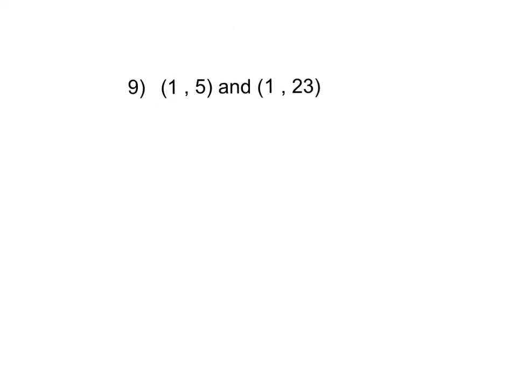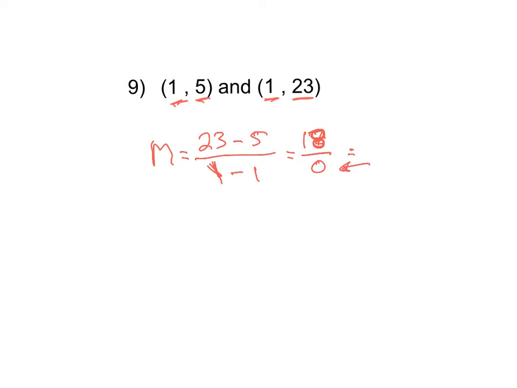Let's try this one right here, number 9. Same thing, slope formula. We're going to go y2, 23, minus y1 is 5, over x2, which is 1, minus x1, which is 1. So I'm going to get 18 minus 0. Oh, there's a 0 on the bottom. You know what that means? My slope is undefined. Okay, 0 on the bottom means undefined. 0 on the top means 0. Undefined slope right here for number 9.